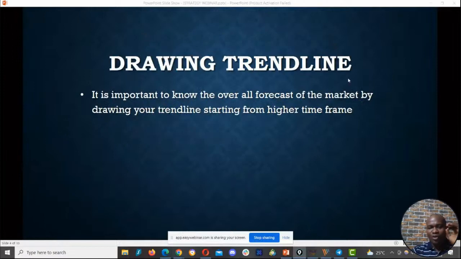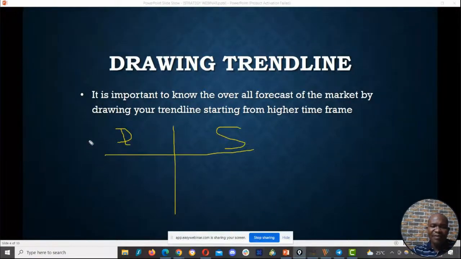It is important to know the overall forecast of the market by drawing your trend line starting from a higher time frame. Now, let's give this scenario: if you're a day trader, and this is a swing trader, let's use these two cases as scenarios. For a higher time frame as a day trader, you might consider it to be 4 hours. And for a swing trader, you might be looking at what? Weekly charts.